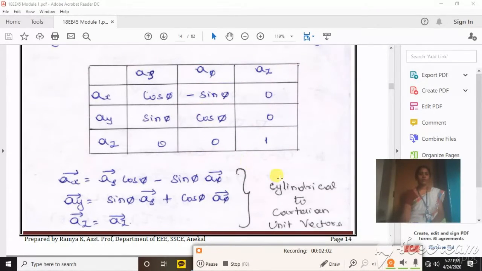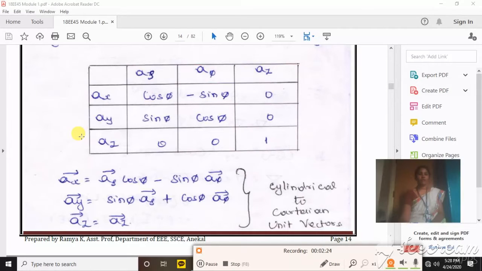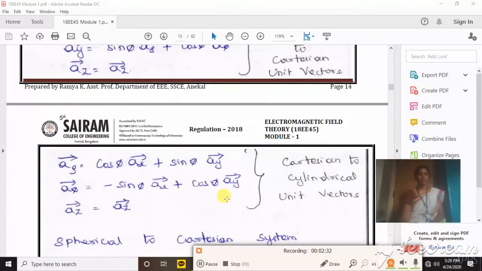Next, the dot product, cylindrical to Cartesian system. When you take it, ax is equal to a rho cos phi minus a phi sin phi, ay is equal to a rho sin phi plus a phi cos phi, az is equal to az. So it is the dot product of the unit vectors, used when you convert from the cylindrical coordinate system to the Cartesian coordinate system.